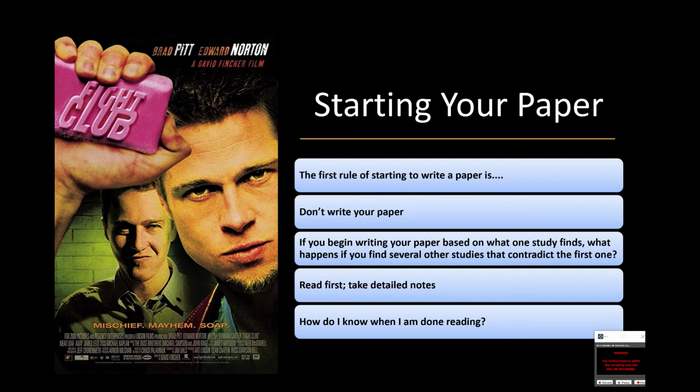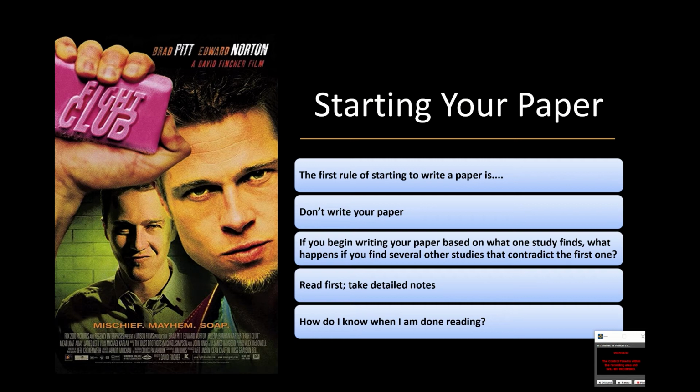In this class, again, you need to have at least those 4 empirical papers before you're able to appropriately complete the assignment. One of the reasons why you need to do a lot of reading is because if you begin writing your paper based on what one study finds, what happens if you find several other studies that contradict the first one?